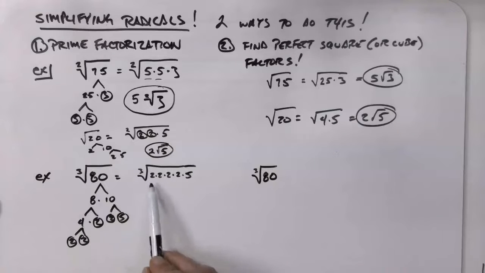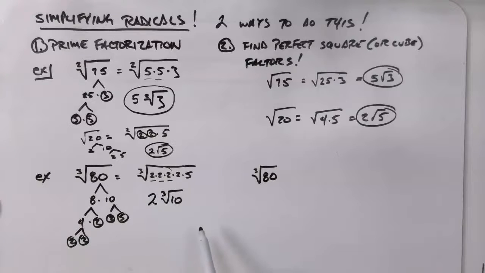But I'm going to look at this. I'm going to say, well, if something occurs 3 times, I can take it out. Well, look, 2 is occurring 4 times. But I'm going to look at these 3, and I'm going to take it out front, and I'm going to say, oh, well, this is 2 times the cube root of 10, because there's a 2 and a 5 left over. That would be my simplified version.